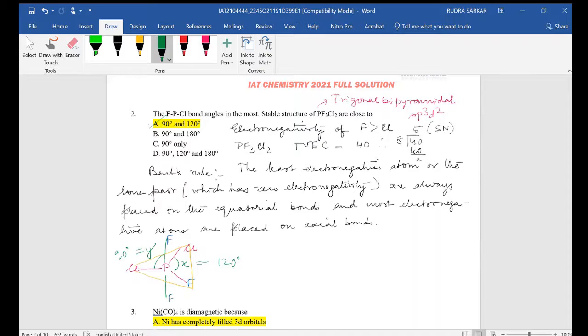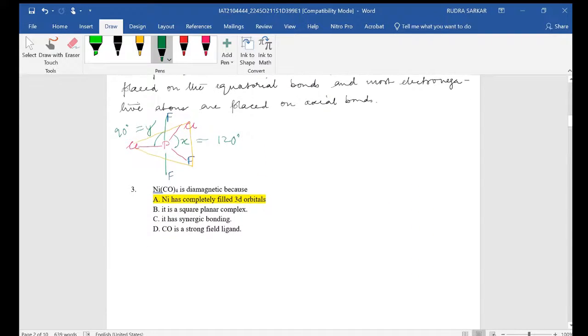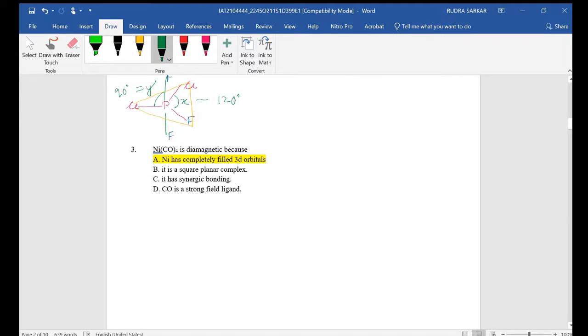Okay. Question out here is Ni(CO)4, that is nickel carbonyl or nickel tetracarbonyl, is diamagnetic because, and there are the following options given. So for this we will use valence bond theory. This is what we have to use.